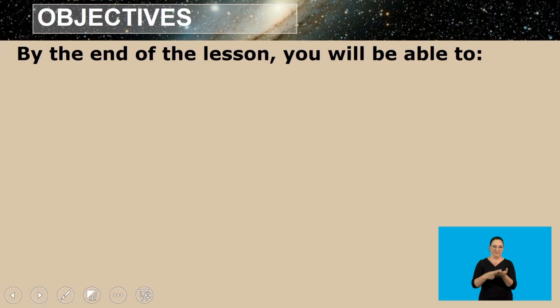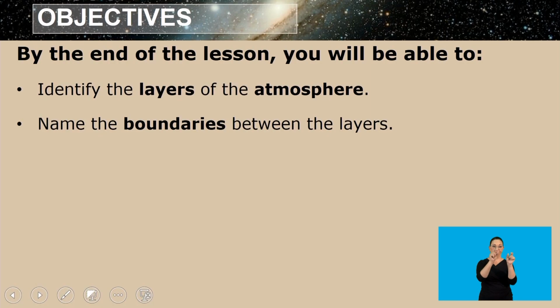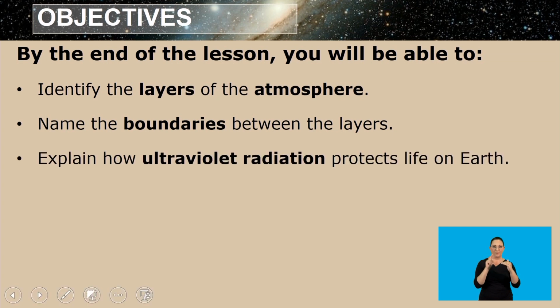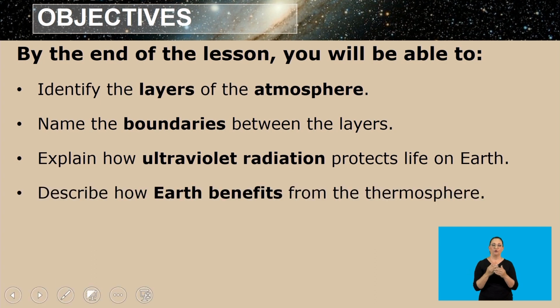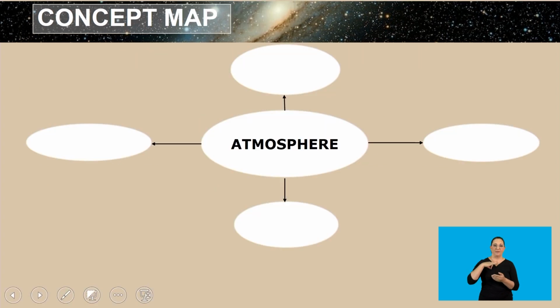Now, by the end of this lesson, you need to be able to identify the layers of the atmosphere, name the boundaries between the layers, and explain how the ultraviolet radiation protects life on Earth, and describe how the Earth benefits from the thermosphere. Now, in order for us to achieve our lesson objectives, the following are the concepts that we are going to be looking at.